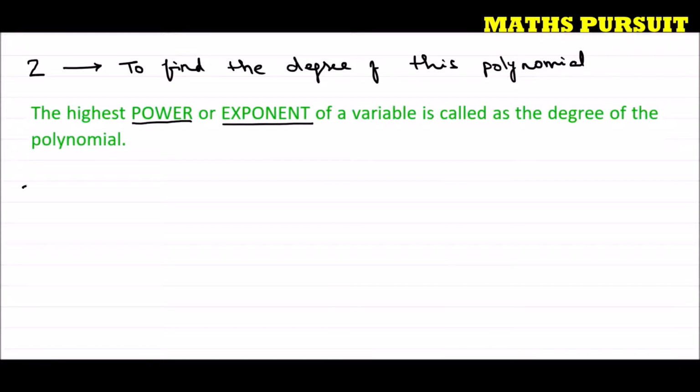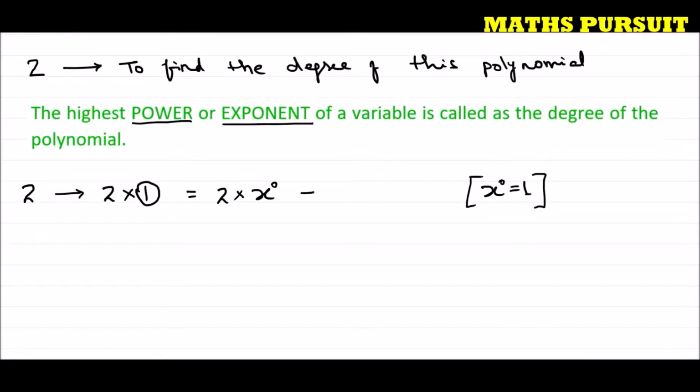Now, the question has given us here only 2. Instead of this 2, I can write 2 into 1. 2 is nothing but 2 into 1. Or I can write 2 into x to the power 0. Why x to the power 0? Because we know that x to the power 0 is equal to 1. So I have replaced this 1 with x to the power 0. So what did we get here? We got 2 into x to the power 0, that is, 2x to the power 0.